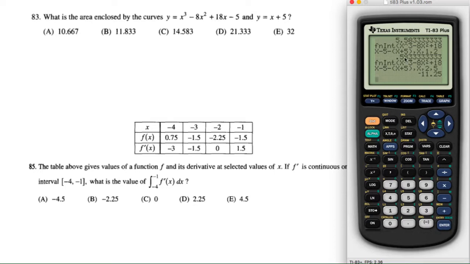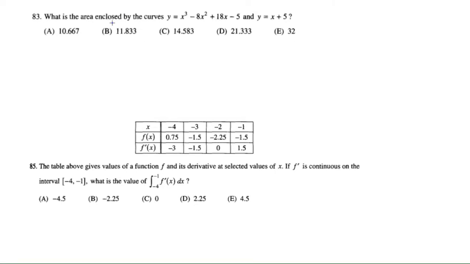So I have to do this one, and then I have to add it to the other area. So I'm about 11.75. Which one of these is about 11.75? This one. Correct answer is B. Are you sure? Yes, 100%.